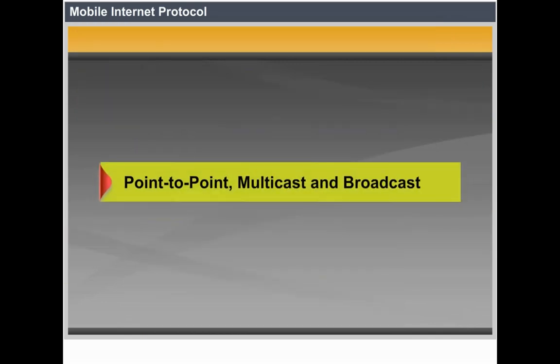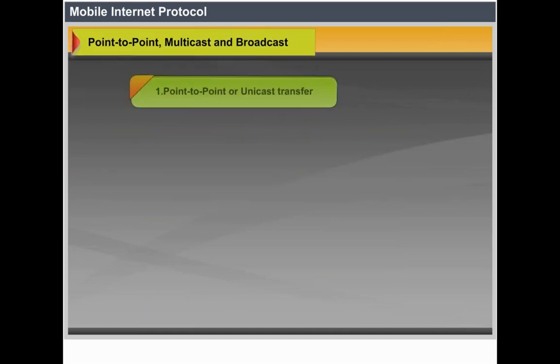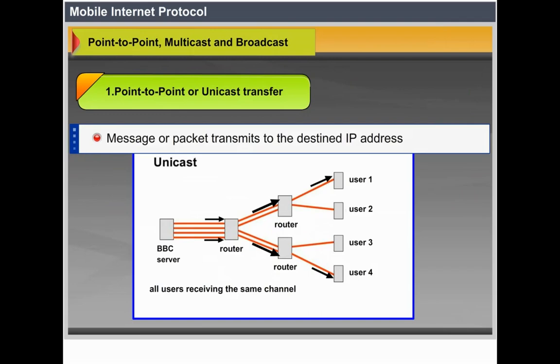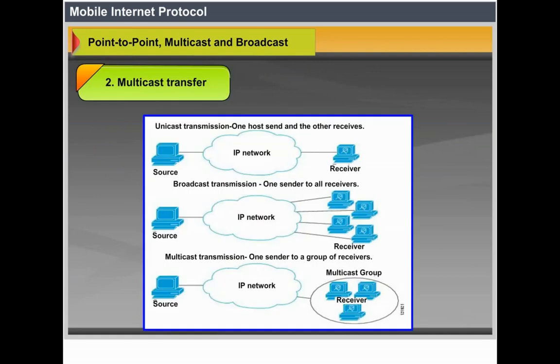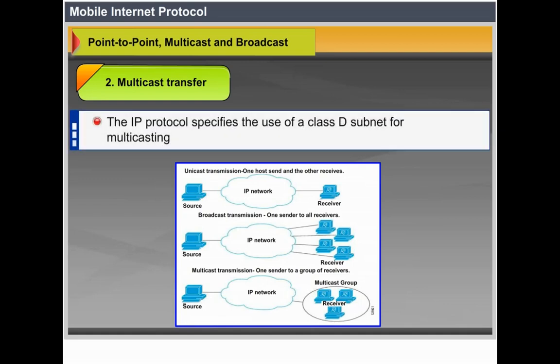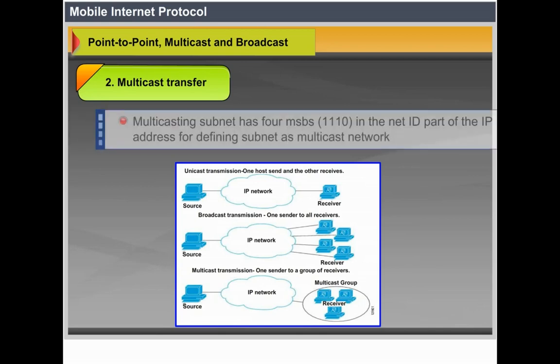Point-to-point, multicast and broadcast. Point-to-point or unicast transfer. Message or packet transmits to the destined IP address only. Multicast transfer. Message or packet transmits to a group of IP addresses. The IP protocol specifies the use of a Class D subnet for multicasting.